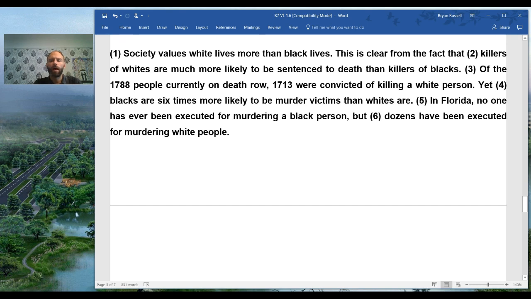Okay, so again, we want to identify the conclusion, and we should strongly suspect the first statement. The first statement is the broadest statement. Society values white lives more than black lives. That's a controversial claim. We need to hear an argument for it, and the rest of the passage does provide an argument for it. We also see an indicator word, right? This is clear from the fact that. So that tells us that 1 is going to be supported by 2. So why should we believe that society values white lives more than black lives? Because killers of whites are much more likely to be sentenced to death than killers of blacks. So let's indicate that relationship here.